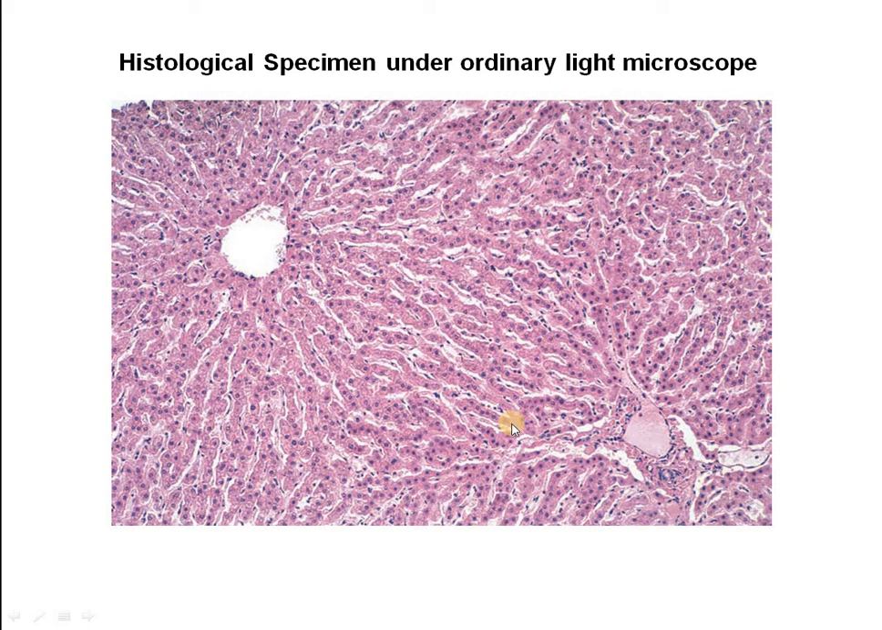Here the color intensity is developed due to the use of two different types of dyes, that is, one is eosin, which takes the magenta color, and another is hematoxylin, which takes the blue color. So this difference in color helps to visualize the histological specimen. So in bright field microscopy we have to use two different types of dyes.